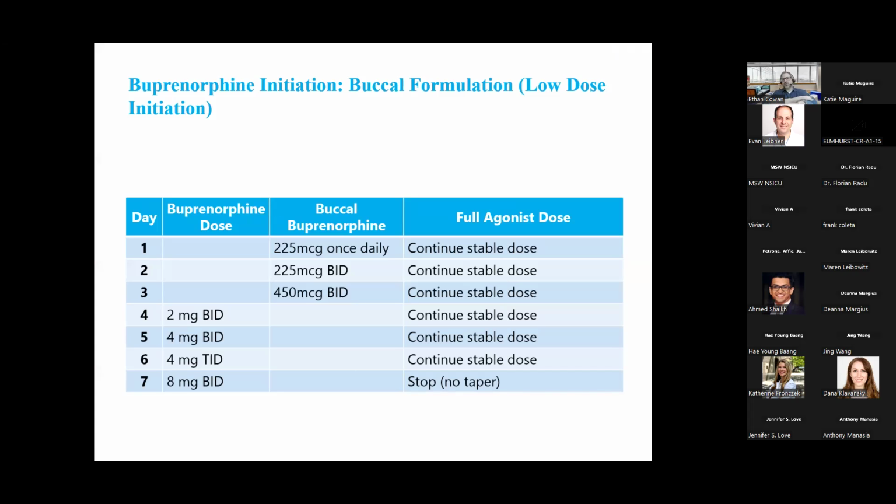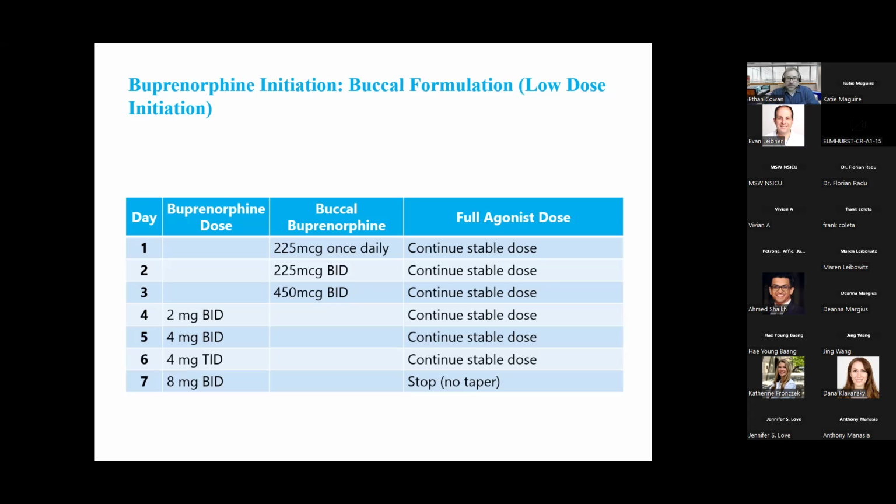So I'm just going to run through a couple examples. This is a protocol that uses a buccal form of buprenorphine to deliver low plasma concentrations for a few days and then transfers over to sublingual. So this protocol uses Belbuca, which we have on formulary at Sinai. I will tell you that Belbuca is not FDA approved for the treatment of opioid use disorder. So it's being used off label.